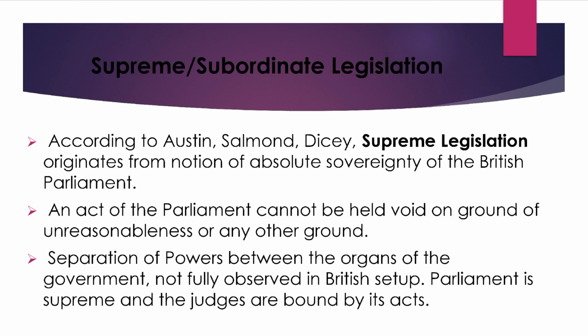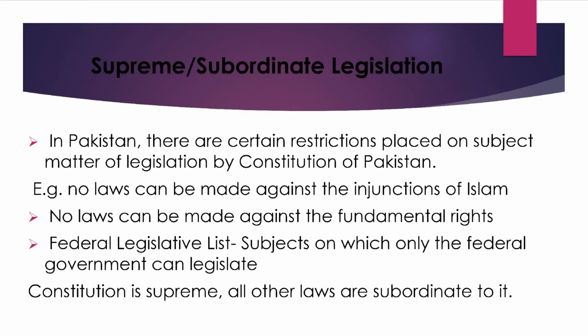Separation of powers between the organs of the government is not fully observed in the British setup. Parliament is supreme and the judges are bound by its acts. In Pakistan, there are certain restrictions placed on the subject matter of legislation by the Constitution of Pakistan. E.g., no laws can be made against the injunctions of Islam. No laws can be made against the fundamental rights. Federal legislative list subjects are those on which only the federal government can legislate. The Constitution is supreme. All other laws are subordinate to it.